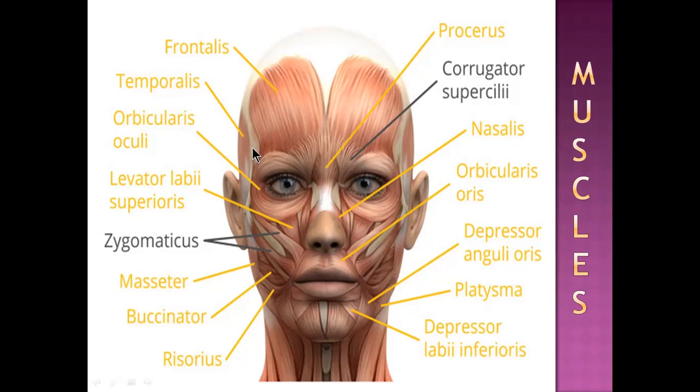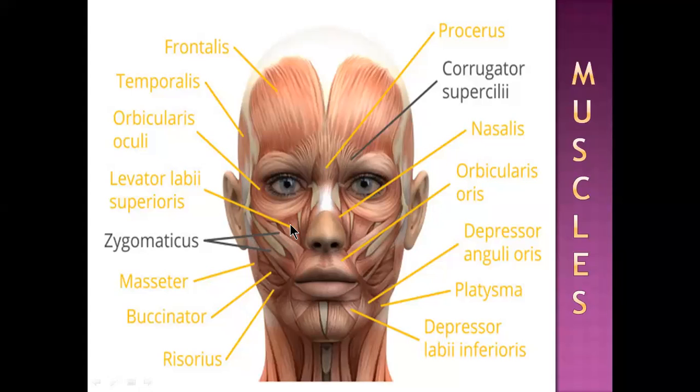And by the side of the head, you see the temporalis. Then you see these muscles that go round the eyeball, known as the orbicularis oculi. You see the procerus, corrugator supercilii, then the nasalis by the side of the nose, zygomaticus major and zygomaticus minor. You get the masseter. This masseter is a muscle of mastication, grinding of food. The temporalis by the side of the head is also a muscle of mastication.